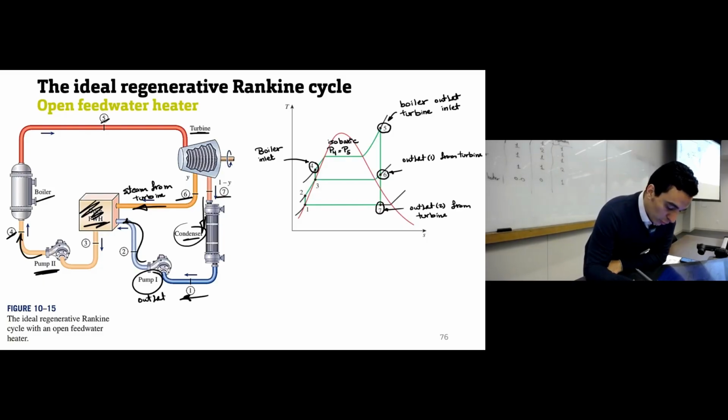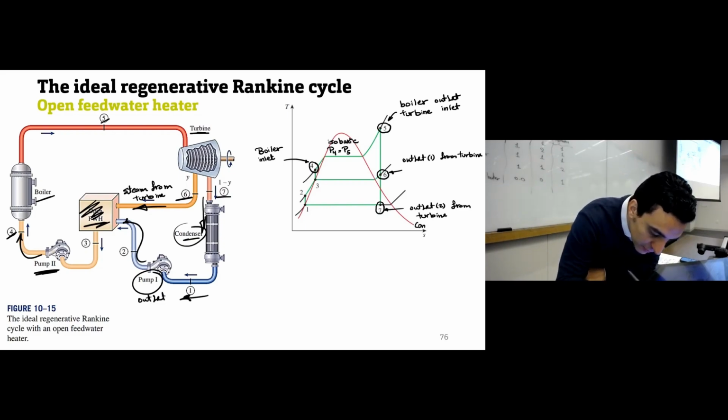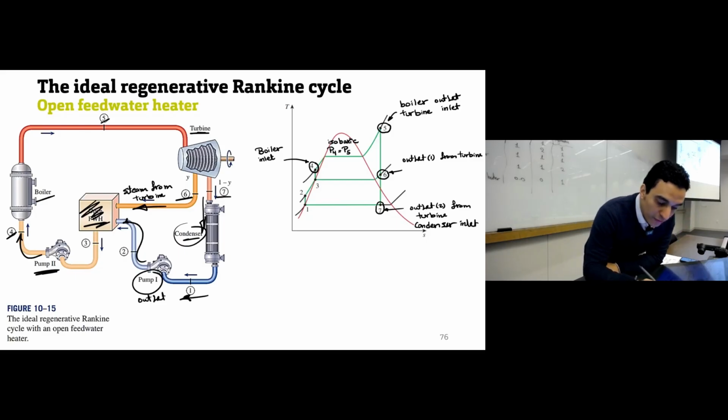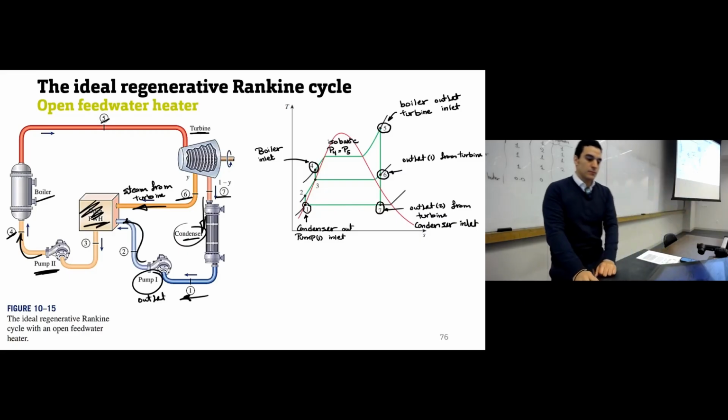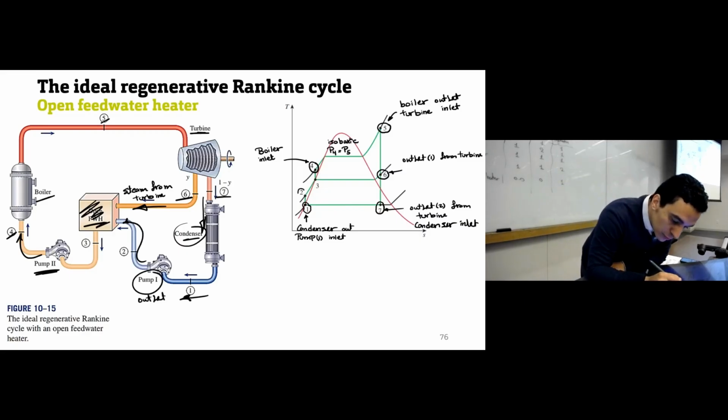Point 7 will go to the condenser. So this is the condenser inlet. We have condensation happening until we reach point number 1. So point number 1 is the condenser out, or pump 1 inlet. Then 1 will go to 2. So point number 2 is pump 1 out.